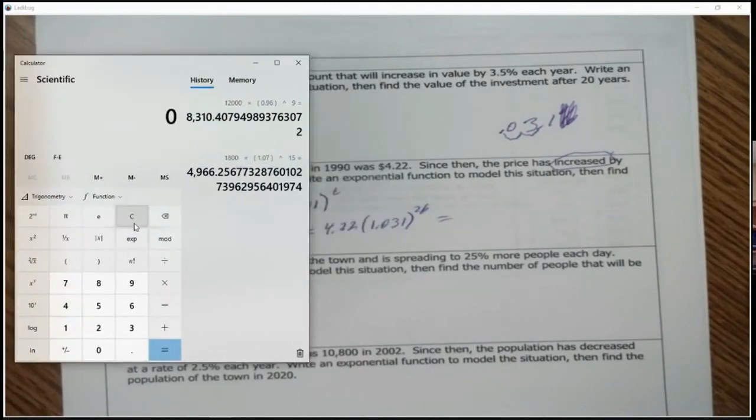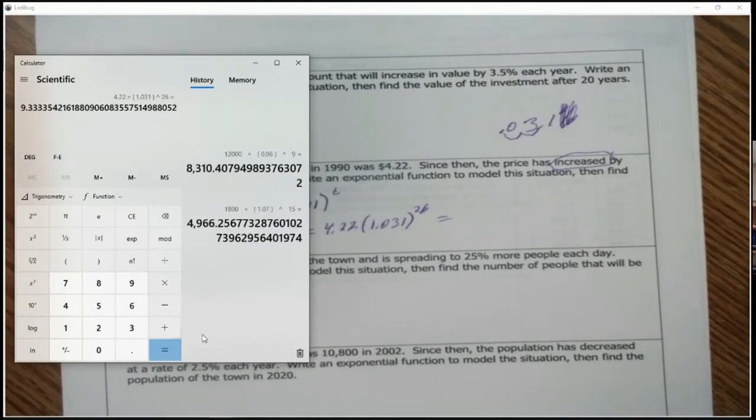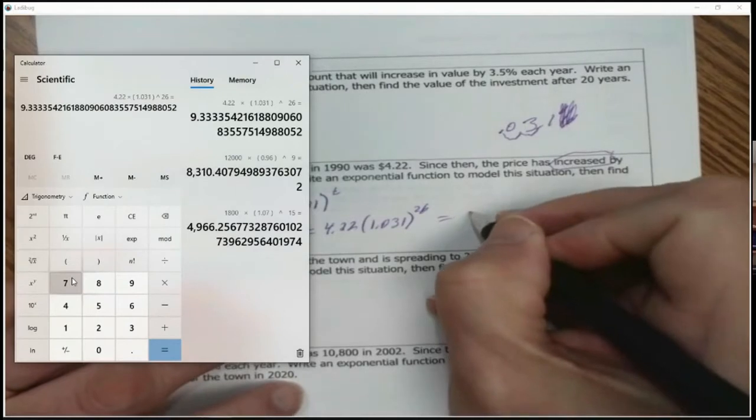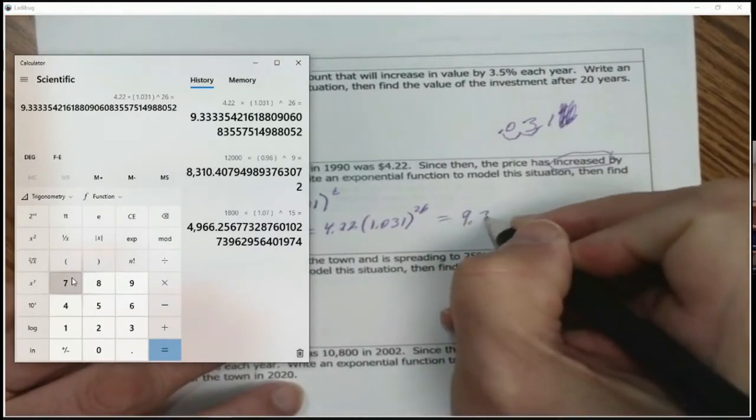Okay, so we'll start with the 4.22. You need to practice enough of these to where this gets easy. 0.031 raised to the power of 26 years. So over 26 years, price jumped up to $9.33.